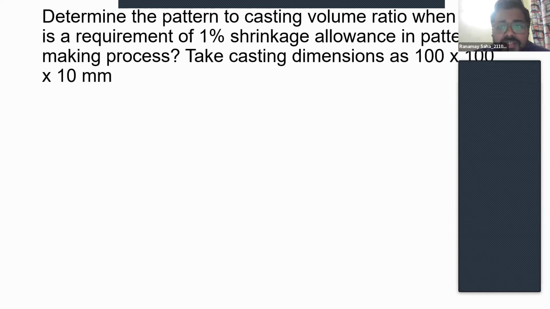So this is a question where shrinkage allowance is given. A very simple question. Can you find the ratio of the particular pattern volume and the casting volume? Can you directly see it and answer without using pen and paper?